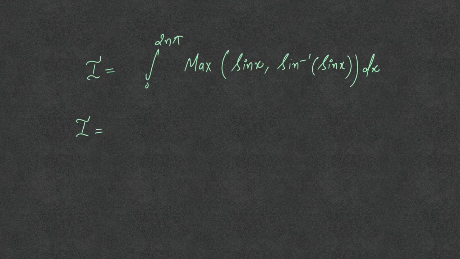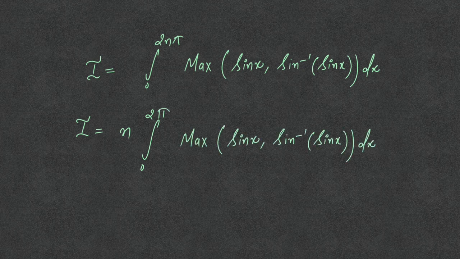I is equal to n times the integral from 0 to 2π, and the rest of the things are pretty much the same. Here we write n because initially we want to find the integral from 0 to 2nπ, but we know the nature of sin x and sin inverse of sin x is periodic with a time period of 2π. So we evaluate the integral from 0 to 2π, and we multiply it by n to get the integral for n times.